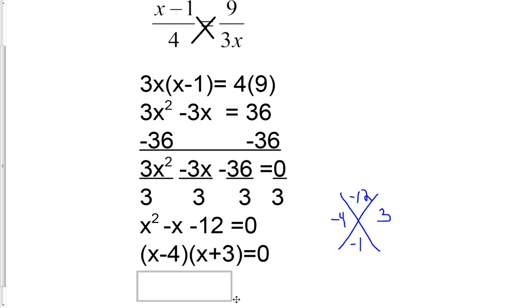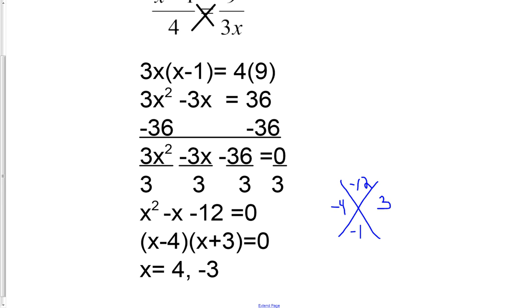And so x minus 4 times x plus 3 is 0. X minus 4 equals 0, so x is 4. And x plus 3 equals 0, so x is minus 3. So we got the flip from that answer. And that wraps up today's lesson.